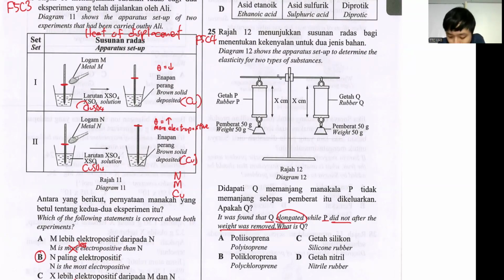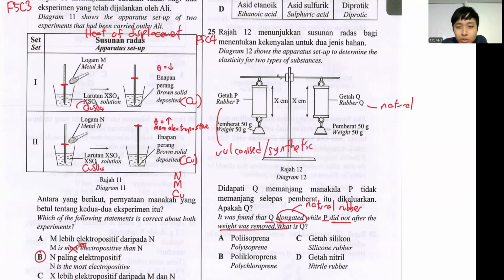Okay, if those rubber that elongated, it means they are the weaker rubber. Normally it's natural rubber. Then the other one is, if Q is natural, then P is either vulcanized rubber or you can say it is synthetic rubber. Both are quite short, same thing. Right? Okay, so what is Q?